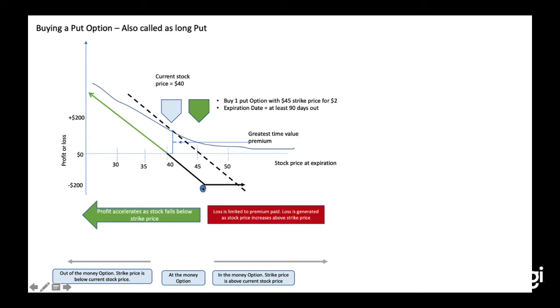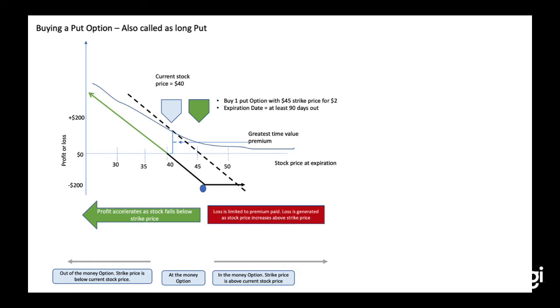But if the stock decreases in value or falls in value, we can basically make more and more money. So maximum profit is when it goes all the way to zero. This is when you make the most money and you make much more than what you paid. But instead, if the stock increases in value, for example, it goes to 50, 60, the maximum that you will lose is the premium that you paid. In this case, it's the $200.